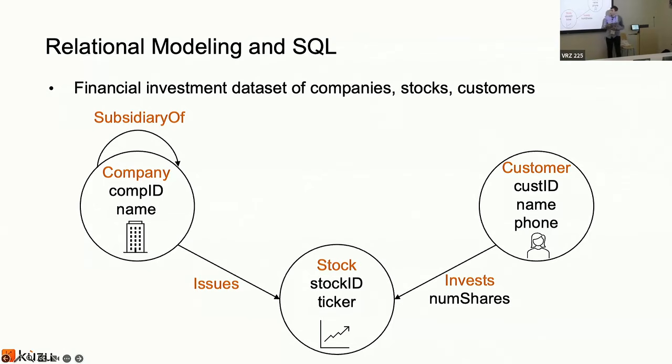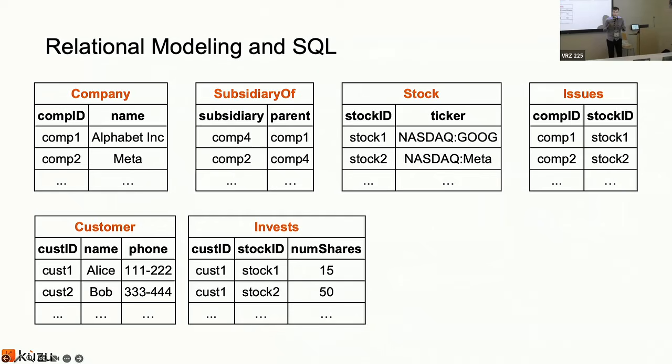Right? So in relational modeling, you'd take each of these entities and these relationships and model them as a table. So you'd structure all of this information into structured records of tables. Company would have, for example, a company ID and a name, or the investment relationship would have a customer ID, the stock that this customer buys, and the number of shares. Customers would have their names, phones, and so on and so forth.